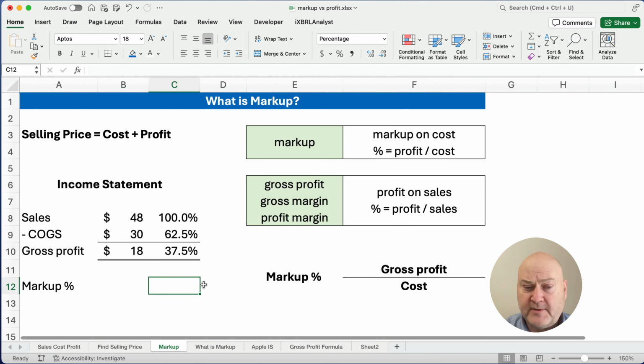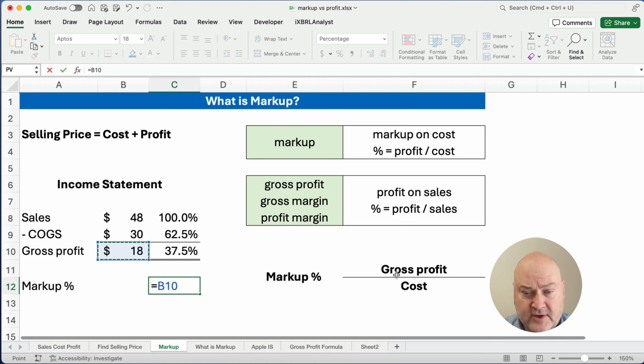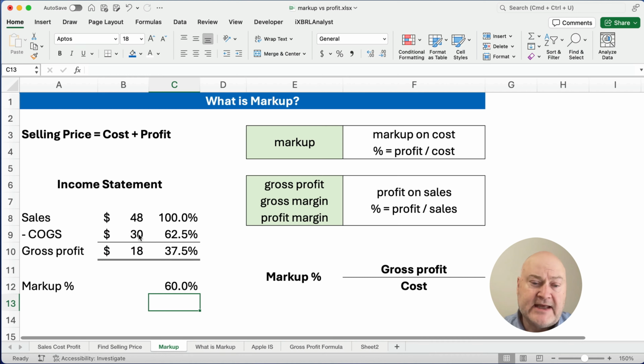So what's the markup percentage here? Well, our markup percentage is going to be the 18, the gross profit or the profit, divided by the cost. So in terms of cost, it's going to be 60%. So we took the 30 times 60%. We wanted a 60% markup, and we got $18 profit, and therefore we sell at $48.